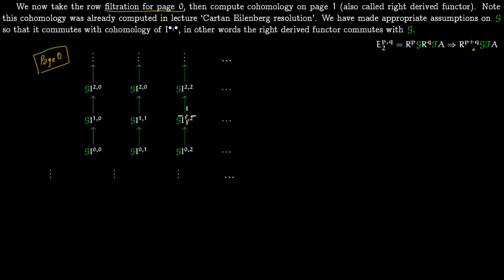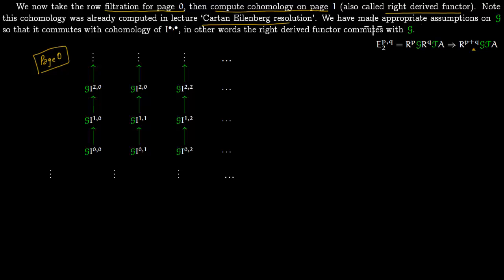So once you have page 0, then you start computing the cohomology for page 1. And once you compute cohomology, this is also called the right derived functor. Again, this entire thing was shown on the lecture on Cartan-Eilenberg resolution.